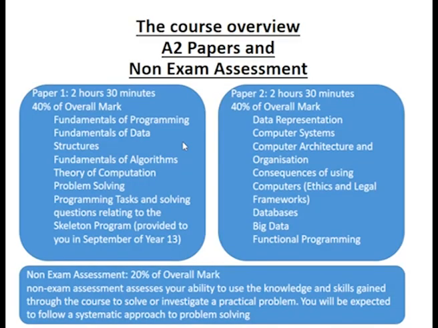So the final assessment for the A2 paper in the AQA 7517 scheme of work is broken down into 2 papers, which are 2 hours 30 minutes each. So paper 1 focuses on topics such as fundamentals of programming, fundamentals of data structures, fundamentals of algorithms, theory of computation, problem solving, and also gives you the opportunity to demonstrate your programming skills in the exam.